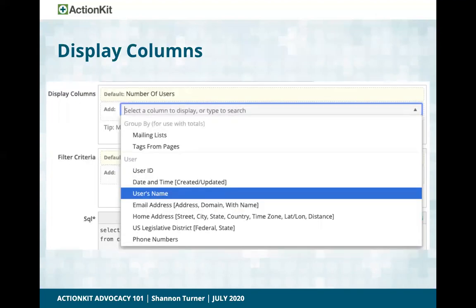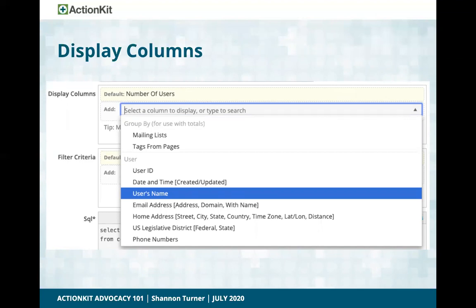So let's go ahead and add in some display columns and filter criteria. Here we can see some of the choices that are available for user query types. Keep in mind, each query type has a different set of columns available, though there's a lot of overlap between the categories, as we mentioned.